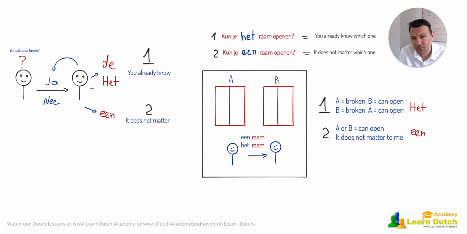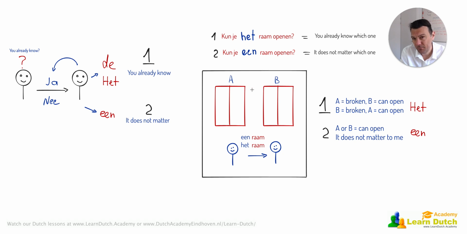How does it work? Before you're going to choose which article to use, you need to ask yourself, Philip, do you already know which raam I want you to open? If the answer is yes, you're going to use het. But how would I know? We have 2 windows, A and B. A could be broken, so there is only one window which can open. B, or the other way around. B is broken and A can be opened. So in this case, we both already know which window I can open, right?